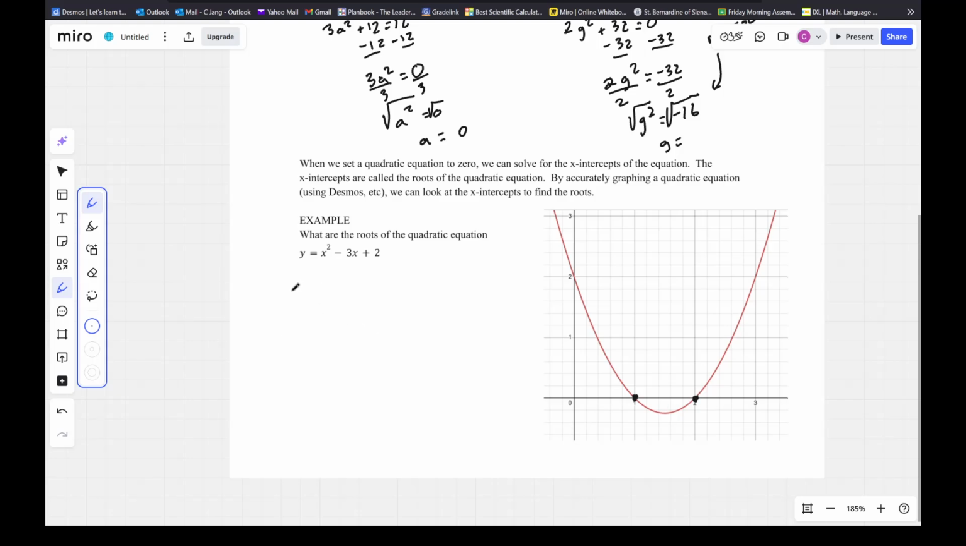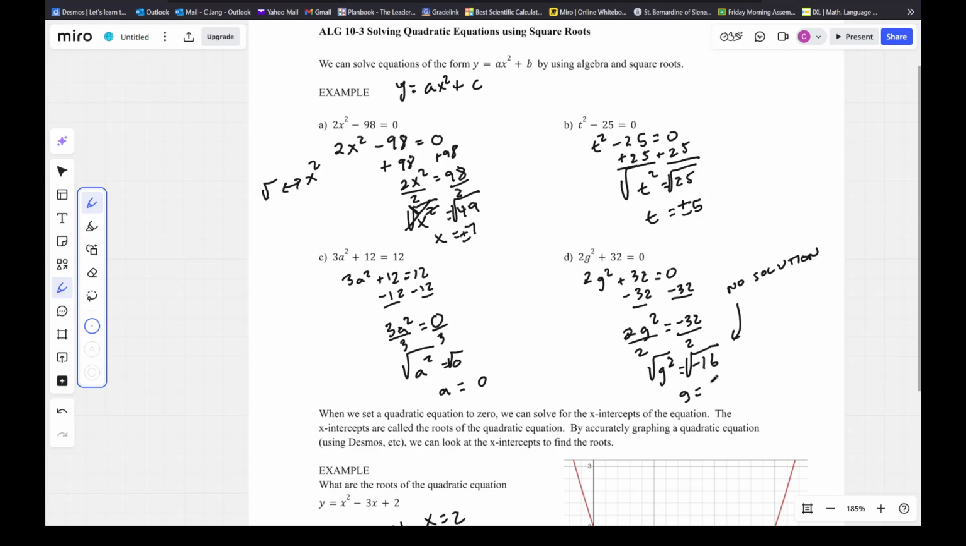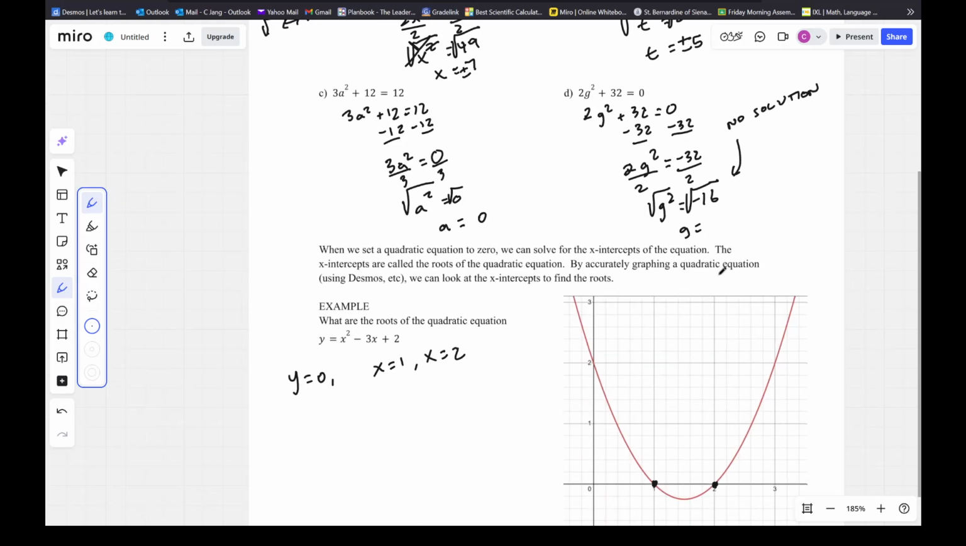What does that mean? Let me rewrite this. When y is equal to 0, what are the values of x that will give us y is equal to 0? Well, x is going to be equal to 1 and x is going to be equal to 2, which makes sense because this thing is curved. It's symmetrical, and you can see that it intersects twice. That is why up here we have plus minus 7 and plus minus 5, because in most cases for quadratics there are two roots.